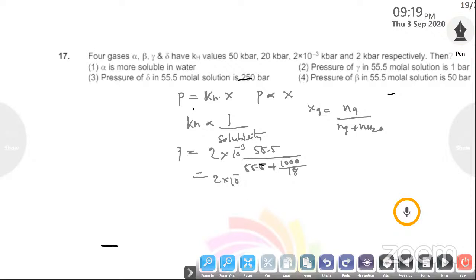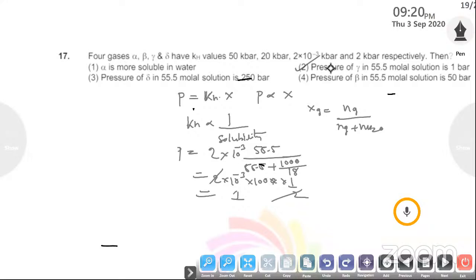here 2 into 10 power minus 3. Here it is given in kilobar, so you can convert it into 1000, and this 1000 into 1 by 200. Because 1000 by 18 is 55.5, then this will be 1 by 2, the 2 is cancelled, then this will be 1. Yes, so this is the correct option, the second one.